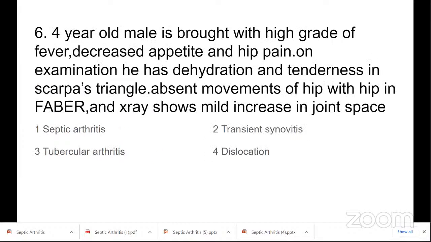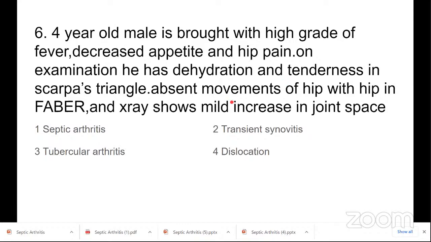Okay, right. 4-year-old male is brought with a high degree fever. Mark the phrase, high degree fever, decreased appetite, hip pain. On examination, he is dehydrated because of high degree of fever, and tenderness in the Scarpa's triangle. Absent movements. Movements are absent totally. It is also called pseudo paralysis. Of course, you have read pseudo paralysis in scurvy. Any painful entity where the child doesn't move the limb, paralysis is absence of movement, isn't it? So neurologically intact, unable to move the limb means pseudo paralysis.